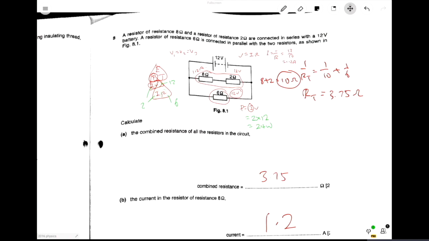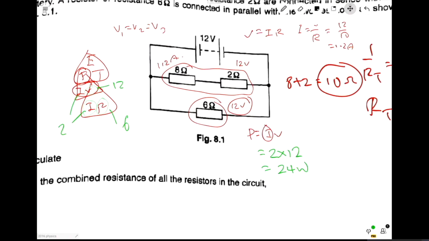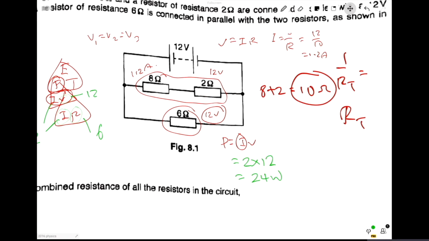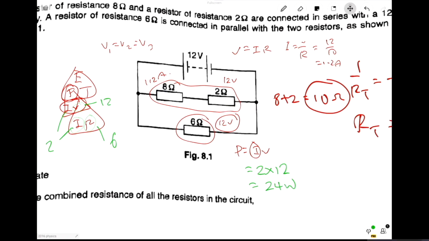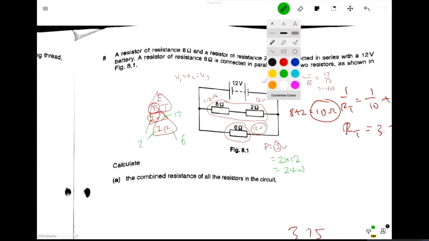So we have another answer. Next, the charge flowing through the battery in 10 minutes. So this is I equals Q over T, which means Q equals IT, right? So battery, 10 minutes. Now I need to find the total current. What's the total current? V equals IR. You take the total volts over the total resistance. So total volt is 12, right?